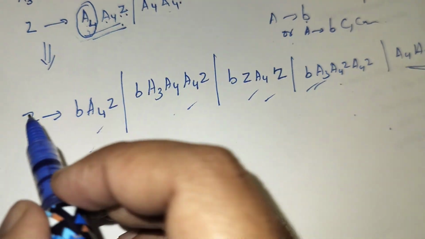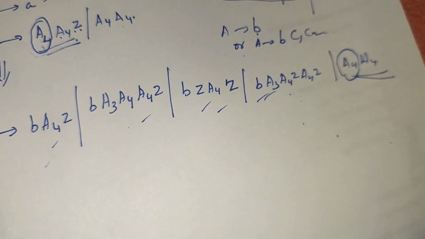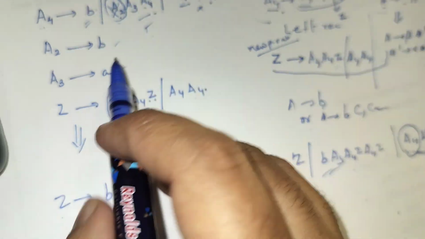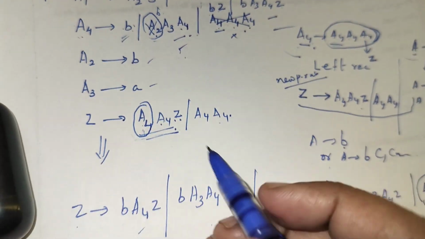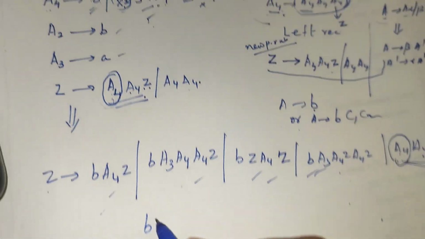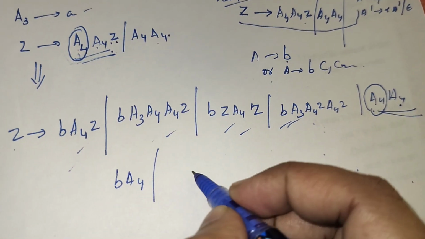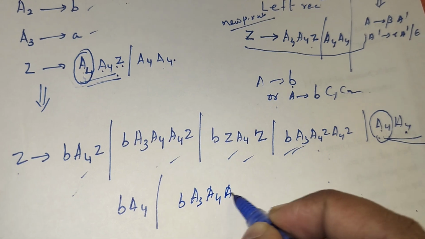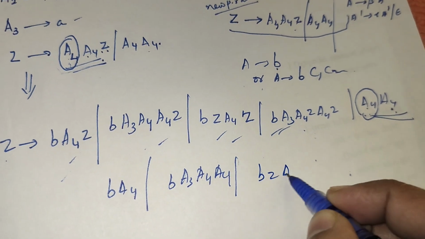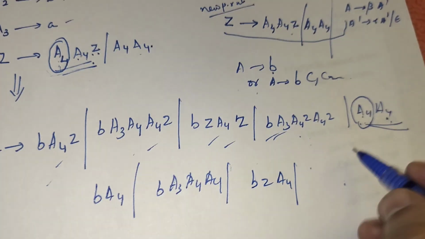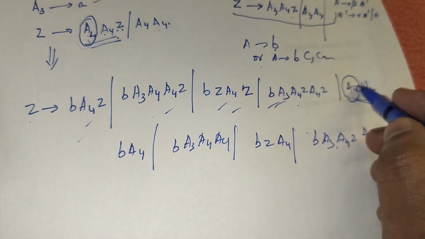This is not left recursive. Why? This is Z. This is A4. Okay. So I need to replace the first non-terminal with A4. First non-terminal with A4 means what is A4? B, B A3 A4, so on. Right? So A4 into A4. What is A4? B. A4 is A4 bar B A3 A4 A4. B A3 A4 A4 bar B Z A4. Okay. B Z A4 bar B A3 A4 Z B A3 A4 Z A4. Okay. That is Z now.